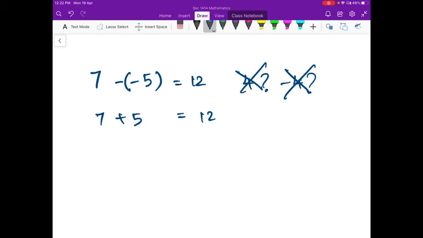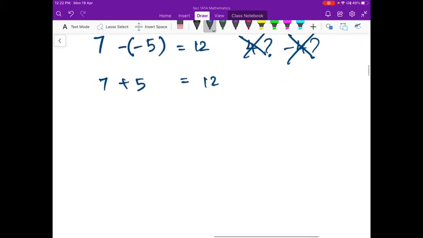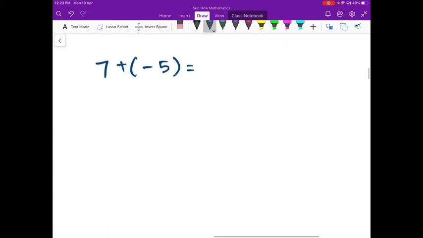Okay? Now, what about the other type? 7 plus negative 5. Okay, what is 7 plus negative 5? Fari, do you have something similar for this? 7 plus negative 5. What is it? The plus is what?